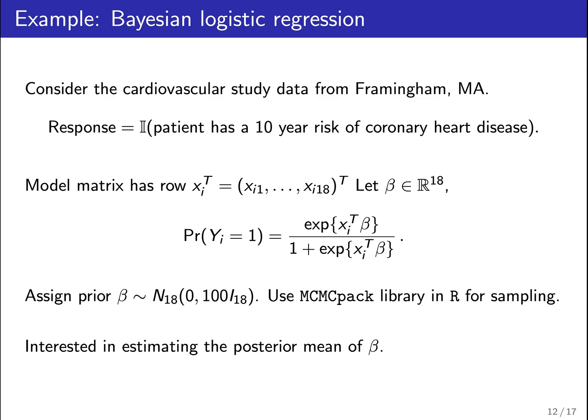If I let beta be the regression coefficient, consider a logistic regression setup. This is an expression of the likelihood over here, and we assign a multivariate normal prior on the betas. The resulting posterior is intractable, but we can use the MCMCpack library in R to sample from this posterior distribution. And just so we're clear, we're interested in estimating the posterior mean of beta, which means that our g function is just the identity over here.